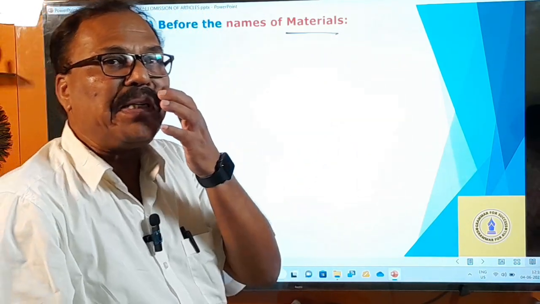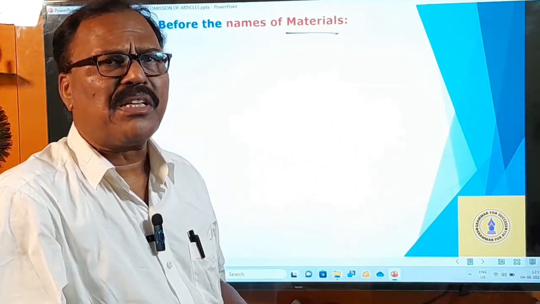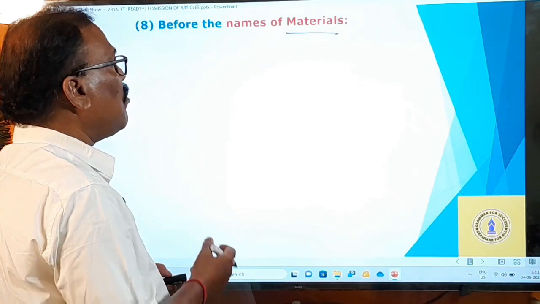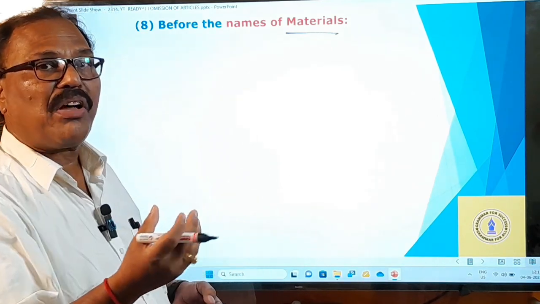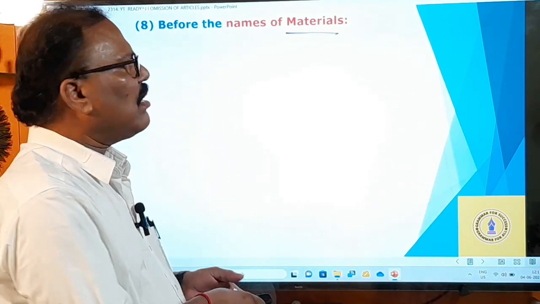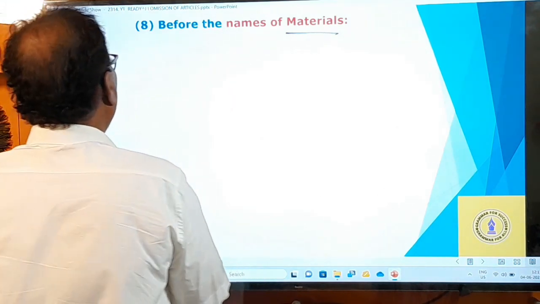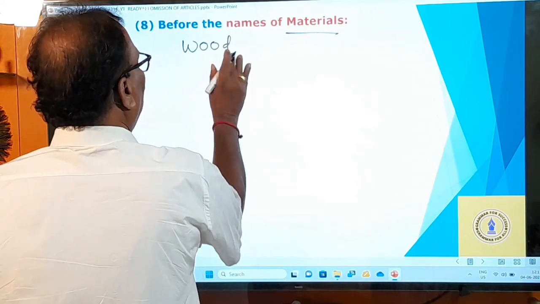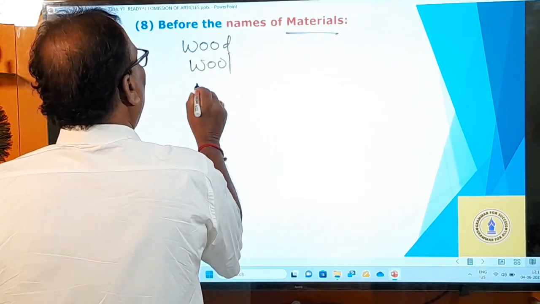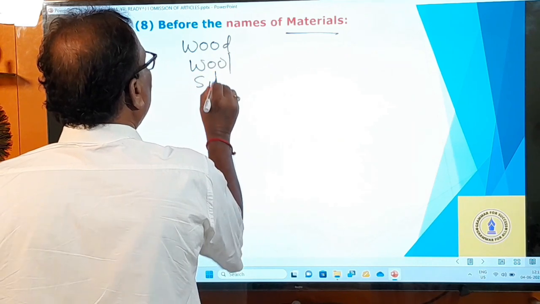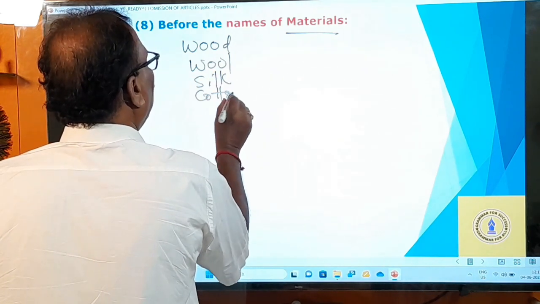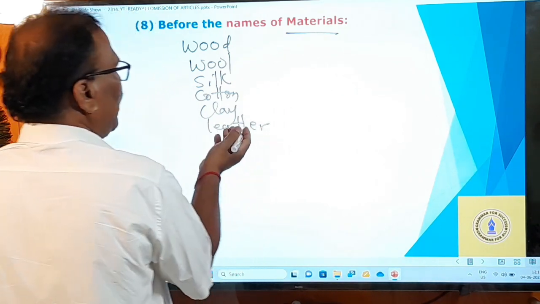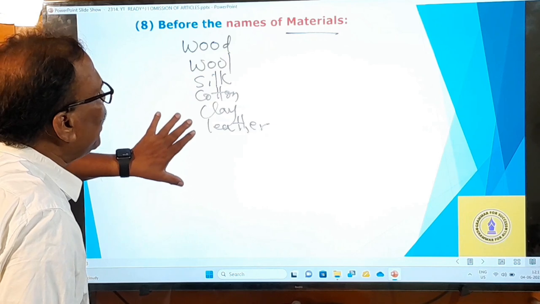Before the names of materials. What are the names of materials? Materials means, in other words, substances, the substances out of which things are made. Now let us see that. Wood is a material. Wool is a material. Silk is a material. Cotton is a material. Clay is a material. Leather is a material. So these are all the names of materials.